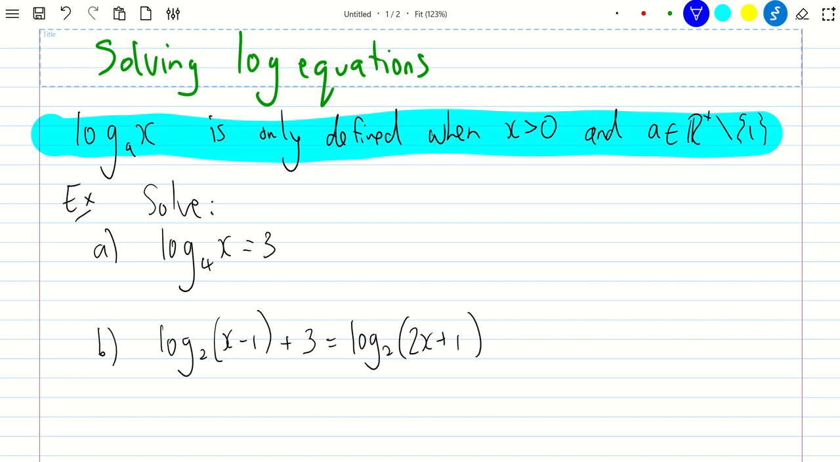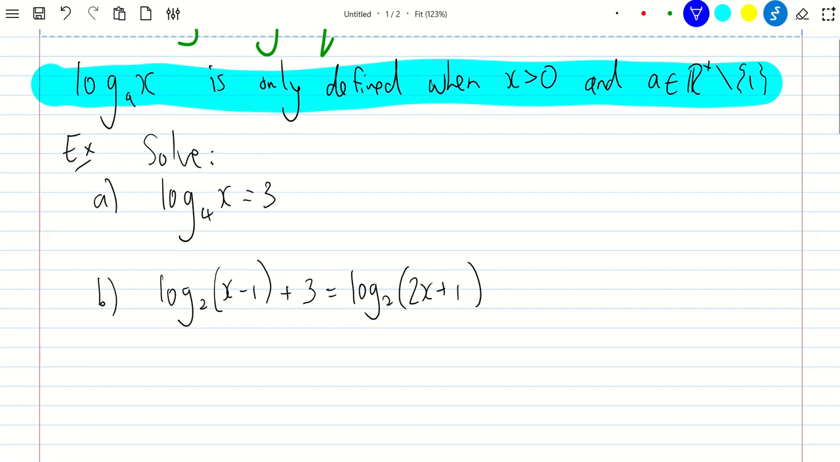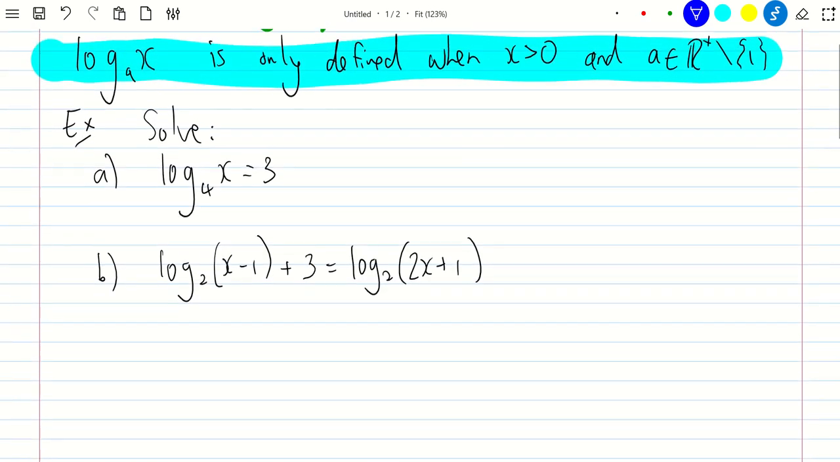Okay, so let's have a look at a couple of examples. Just keep that one in mind, because x must be positive. Whenever you've got a log, if you get a solution to an equation and you get a negative x value or a zero x value, then discount that value. It cannot be part of your solution. So that's just a reminder. Okay, so let's have a look at some examples.